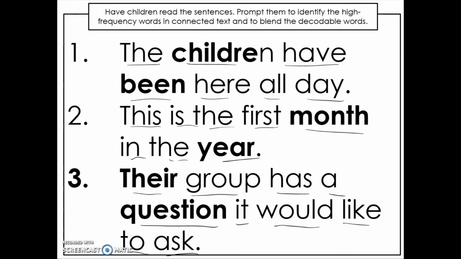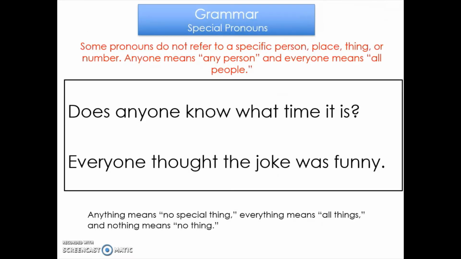Okay, so last week we were talking about possessive pronouns, which are pronouns that show that something belongs to someone, without using their name. So we're going to talk about another type of pronoun this week. They're called indefinite pronouns. And indefinite pronouns are pronouns that get used when we don't know which person or which thing specifically we are talking about.